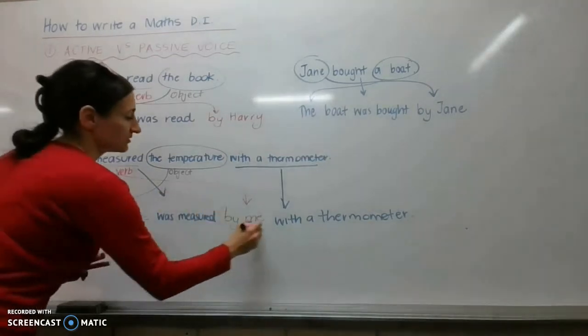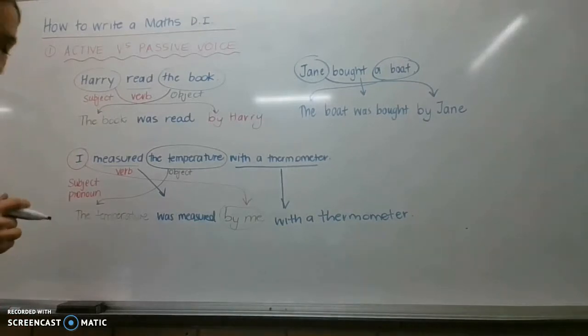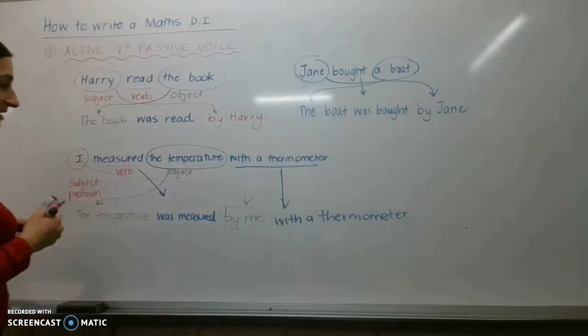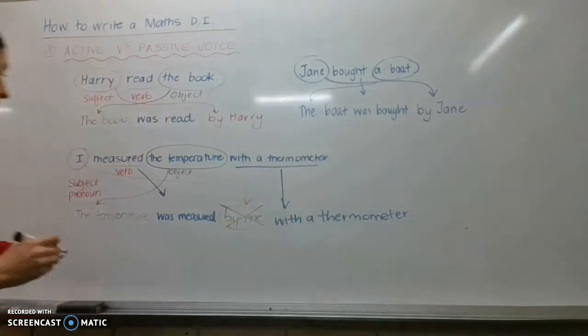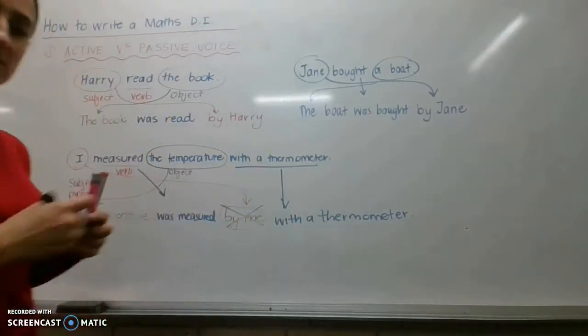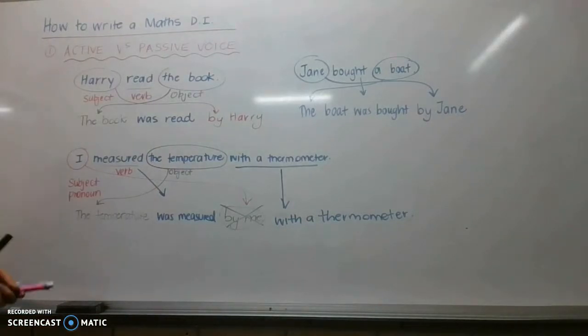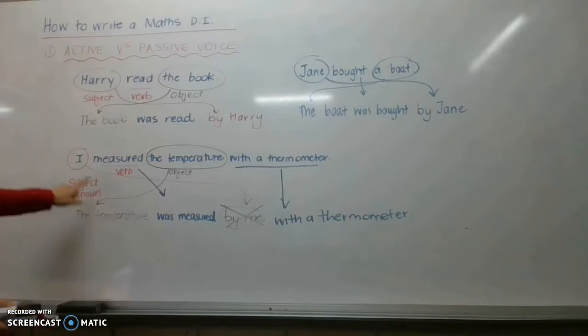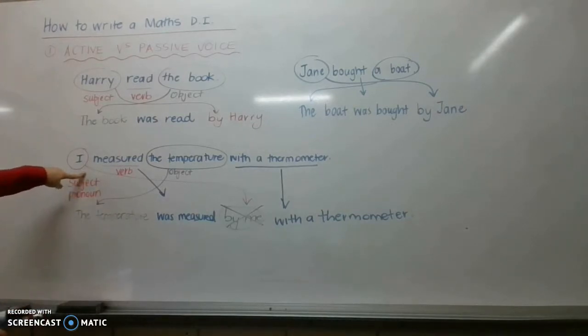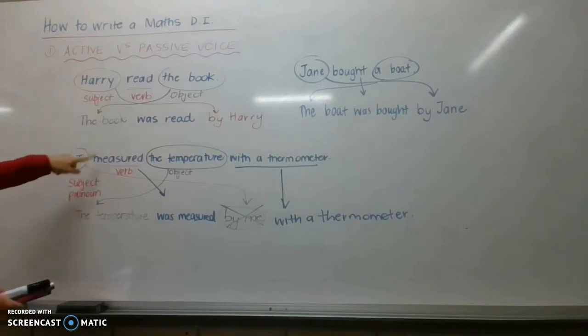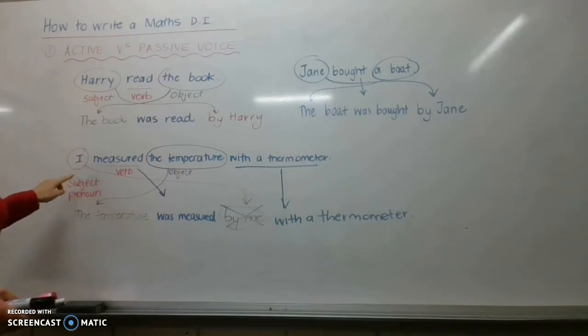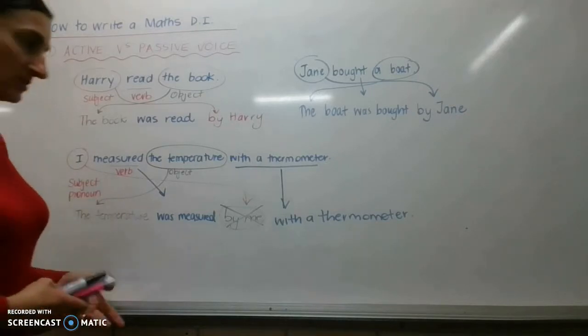Now, this sounds odd. And it's good that it sounds odd because it tells us to get rid of it. So once I get rid of it, I end up with the temperature was measured with a thermometer. Now, if you're doing an experiment, it doesn't matter who measured the temperature. What matters is that it was measured. So the temperature was measured with a thermometer. Now it does not have a person allocated to that verb. There is no I, there's no you, there's no he, she, we, you, or they. There is no subject pronoun. This means that this sentence is now impersonal.